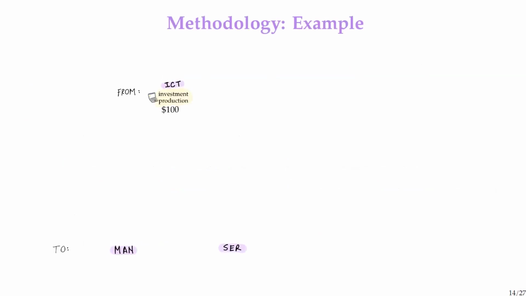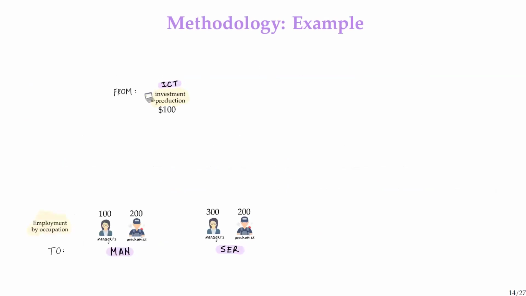So let me give you an example of how this methodology works. Suppose you have $100 of investment produced in the ICT sector, and you want to allocate it between manufacturing and services. Now consider the occupation distributions within each sector. Say there are 100 managers in manufacturing and 200 mechanics in manufacturing, but there are 300 managers in services and 200 mechanics in services. So services is more manager intensive than manufacturing.